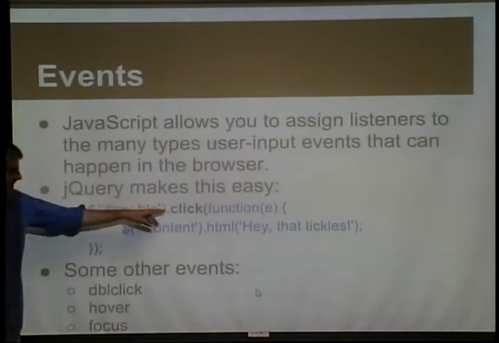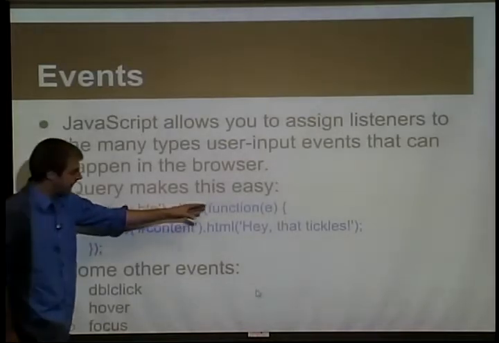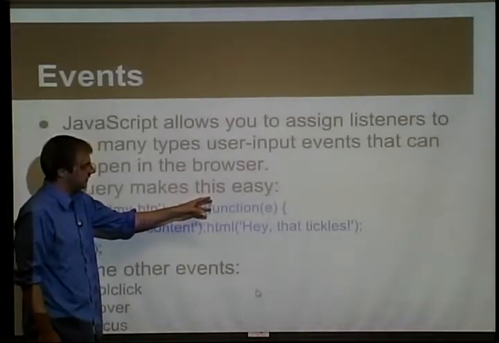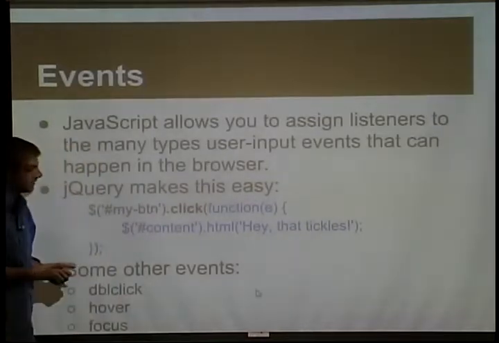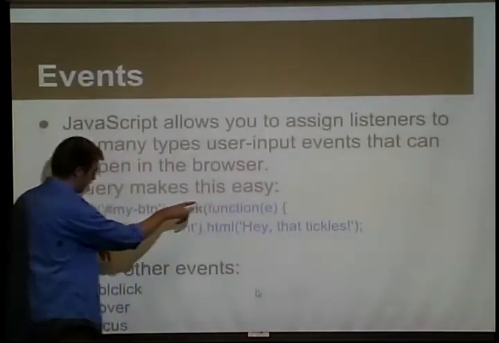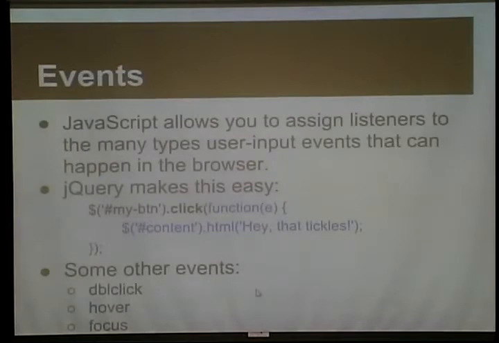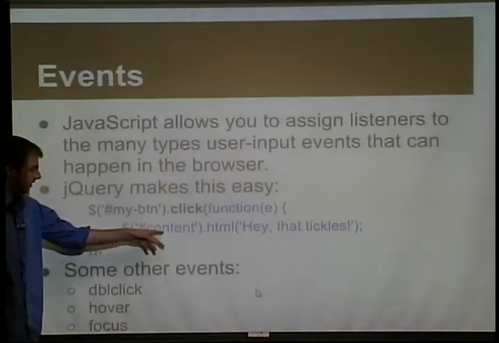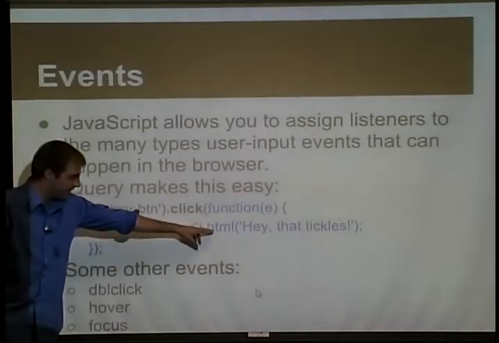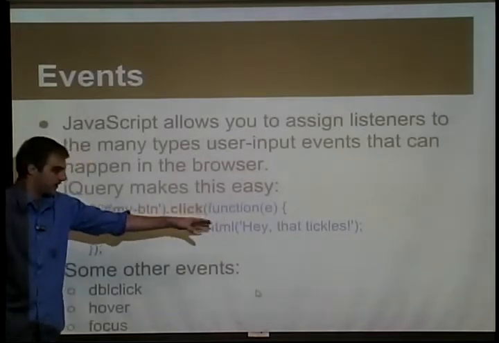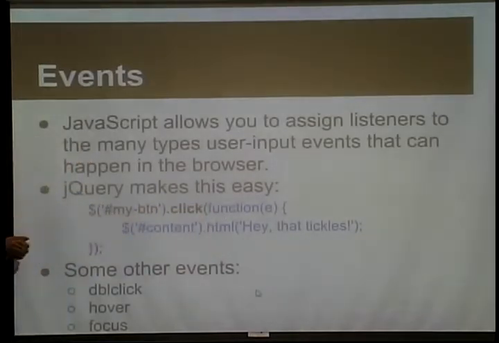So we use the .click method, and right here we're passing a function as the first parameter. It's an anonymous function, so everything in blue there. It's an anonymous function that we're just creating right in place. It doesn't have a name to it. We're just sending it as a listener. So when it happens, we're going to get the ID of content and set the HTML because we're passing something to it. Otherwise, if that were empty, it would just return the HTML that was in. So it made it to us.